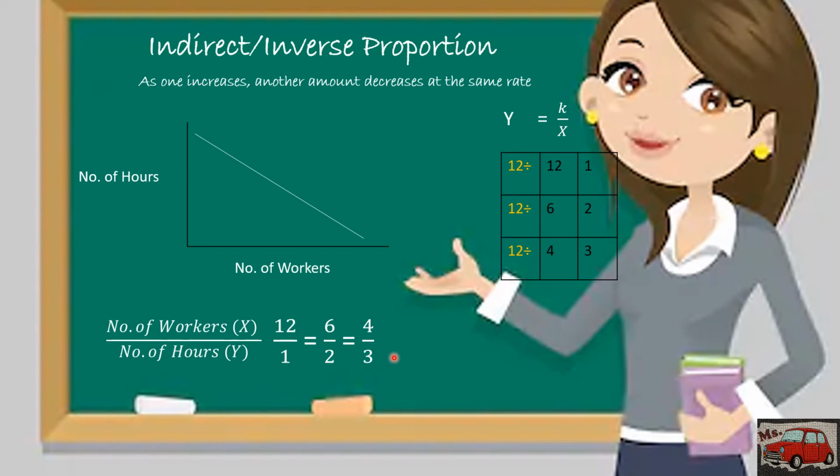Now, what if ang hahanapin naman natin is number of workers? Tapos, meron lang tayo is number of hours. So, ganun lang din. I-divide lang din natin yung constant of proportionality dun sa number of hours natin. So, 12 divided by 1, we have 12. 12 divided by 2, we have 6. 12 divided by 3, we have 4. So, ito lang din yung number of workers natin.